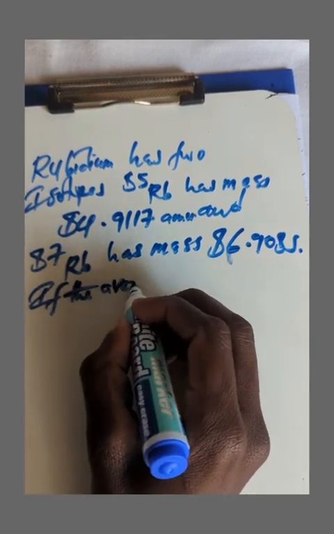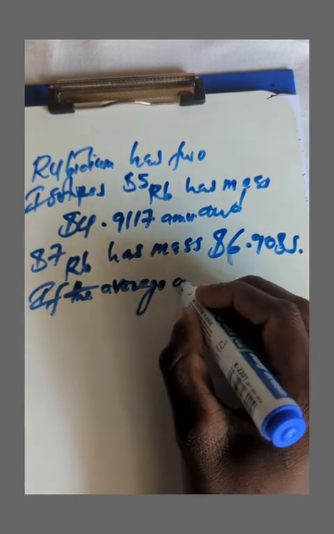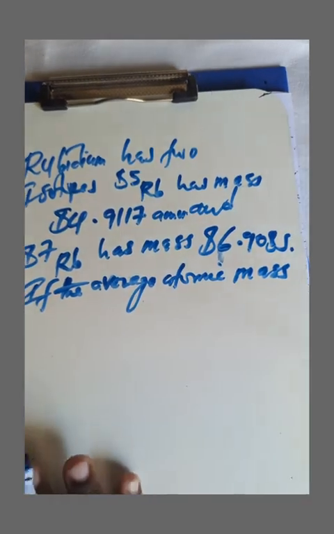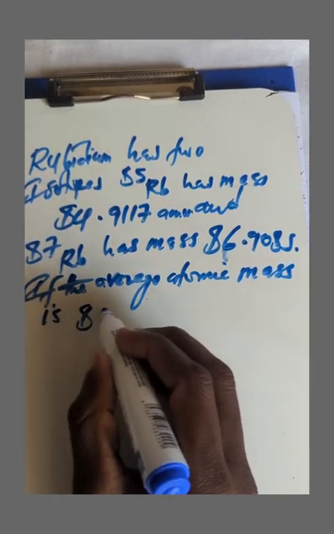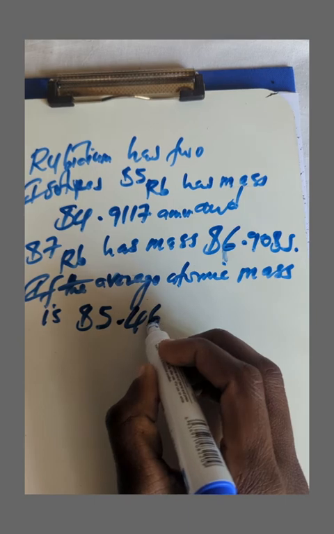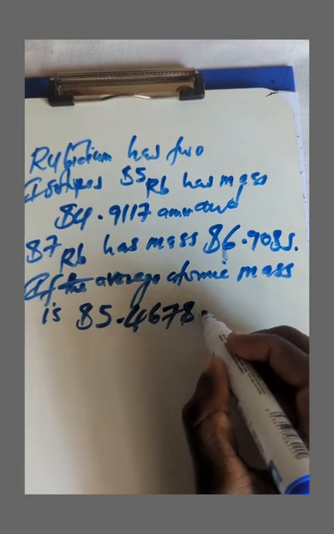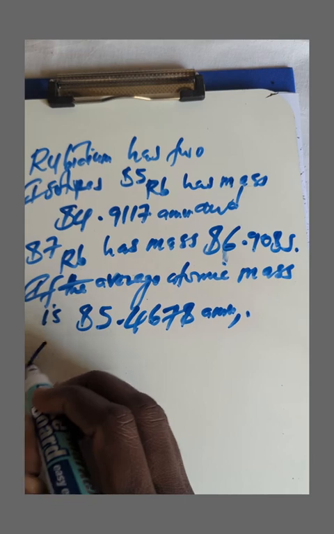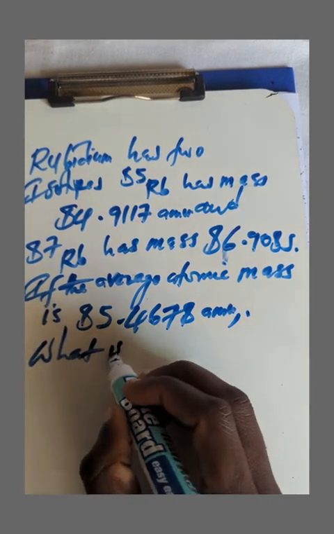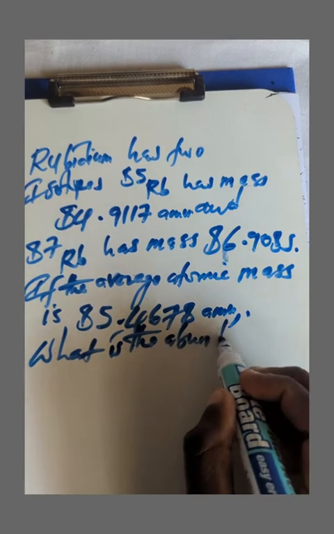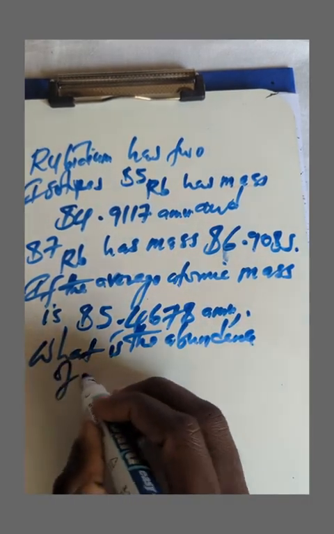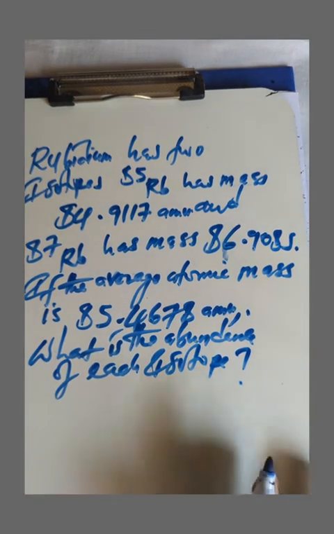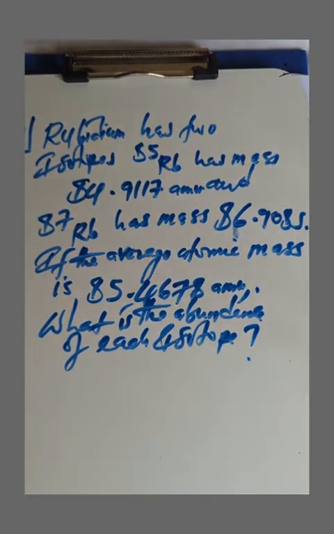If the average atomic mass, which we have been given, is 85.4678 atomic mass units, now the question is, what is the abundance of each isotope? The formula is just the same.